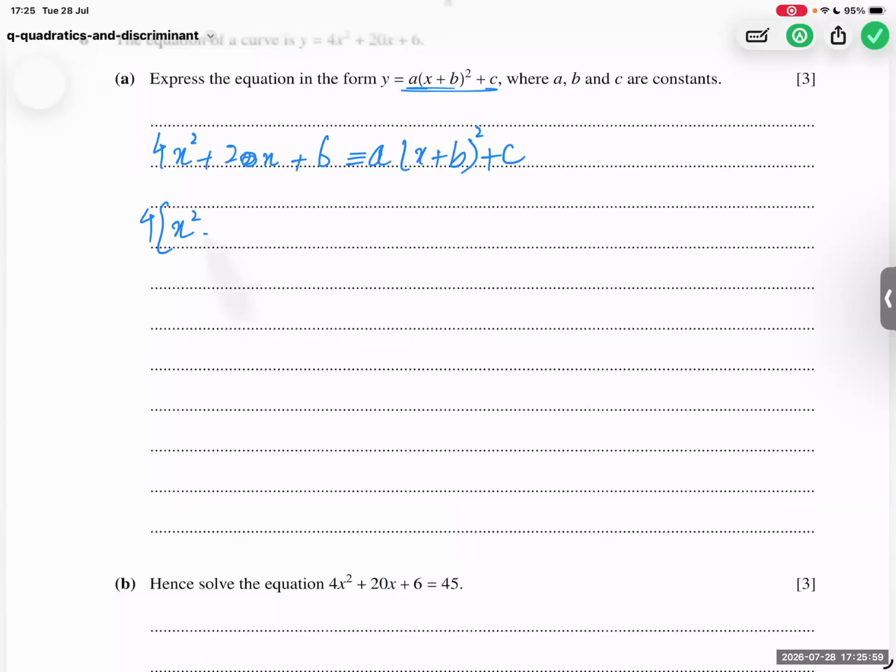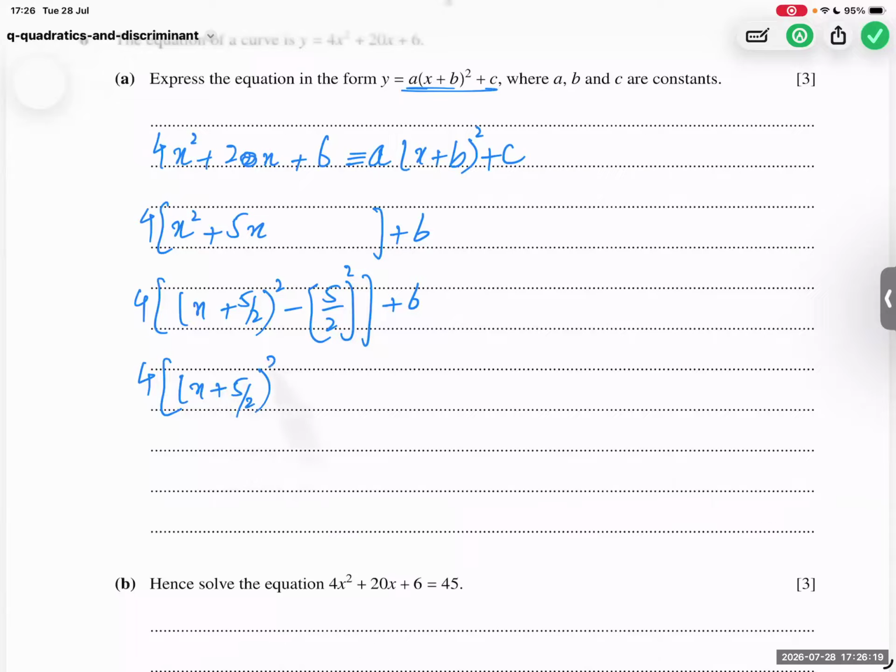That is x squared plus 5x plus 6, right? So 4, that would be x plus 5 by 2 whole square minus 5 by 2 whole square plus 6, that would be 4 into x plus 5 by 2 whole square minus 25 by 4 plus 6. Now we can multiply this 4 inside the bracket, giving us 4 into x plus 5 by 2 square minus.